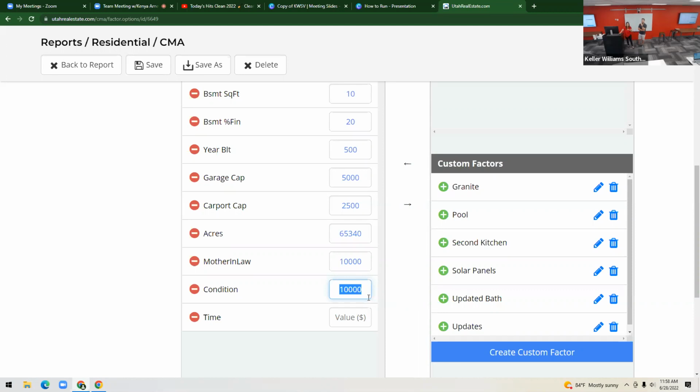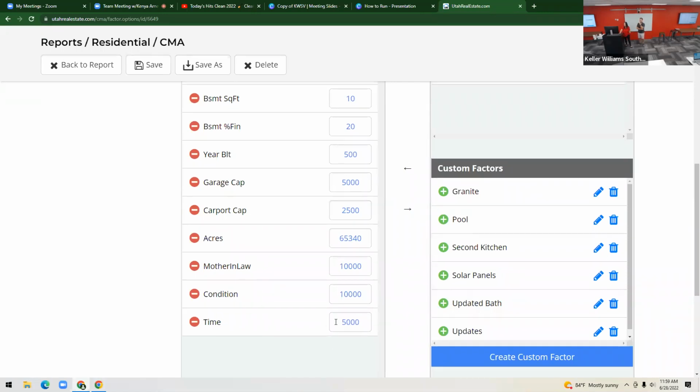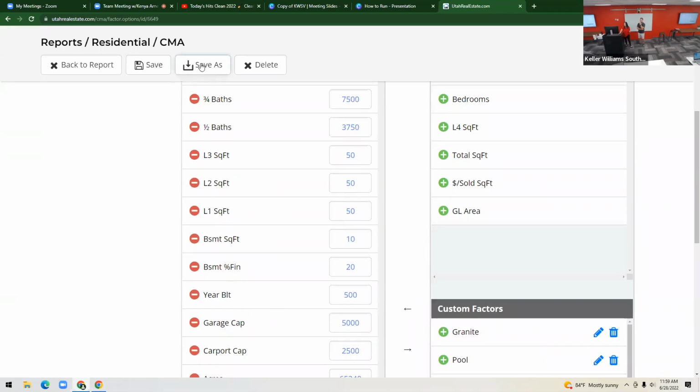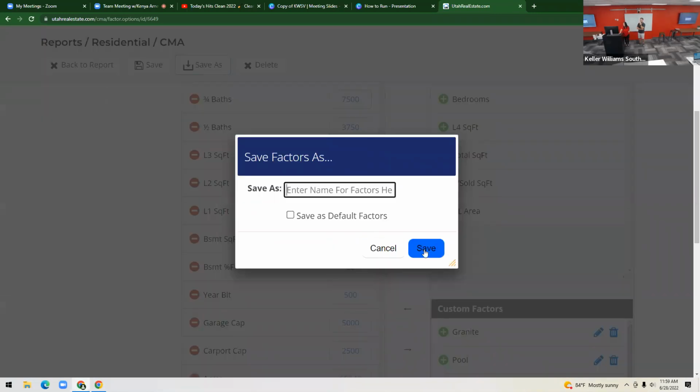And then someone did ask about time adjustments, and I do want to spend time on that in just a second. I do the same thing where I throw a number in here, and maybe that number is generally for houses around $500,000. So I'm going to be really general and say 5,000. 5,000 for 1% is the factor that I want to have saved into my values. Save as. I'm just going to call this one example template save.